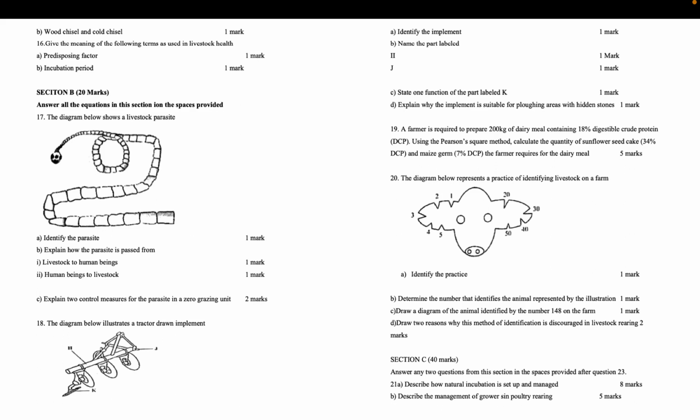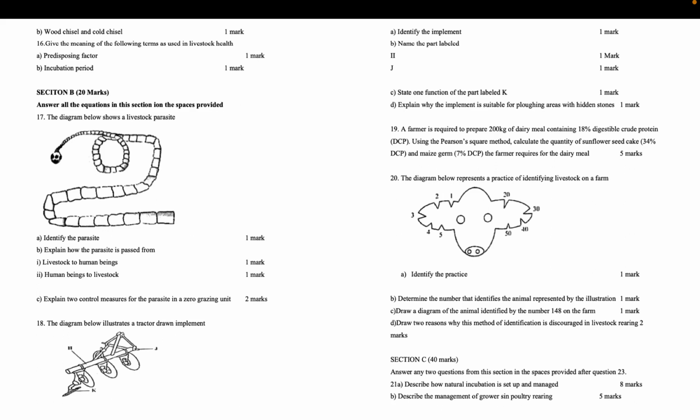18. The diagram below illustrates a tractor-drawn implement. A. Identify the implement, 1 mark. B. Name the part labeled J, 1 mark. C. State 1 function of the part labeled K, 1 mark. D. Explain why the implement is suitable for plowing areas with hidden stones. 1 mark.